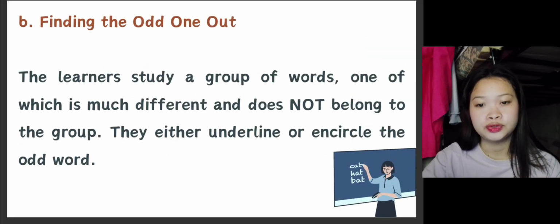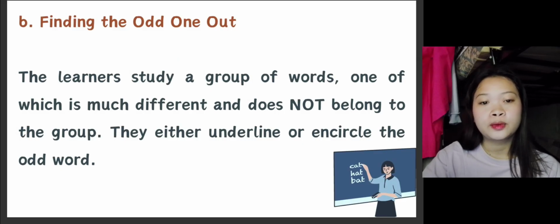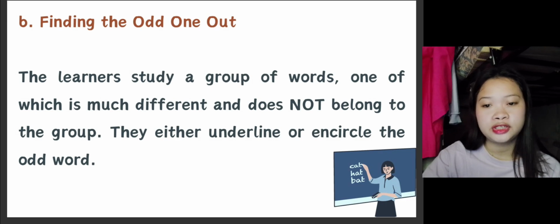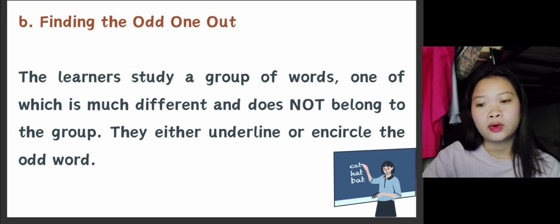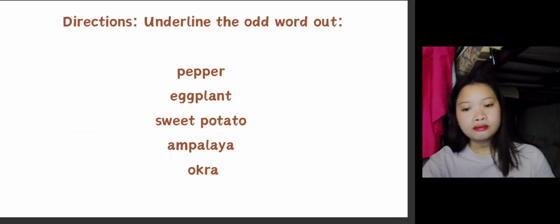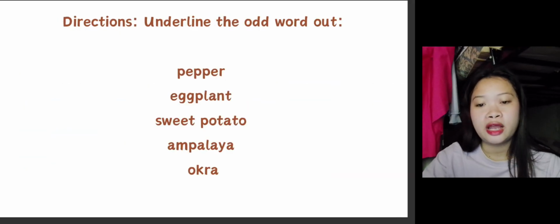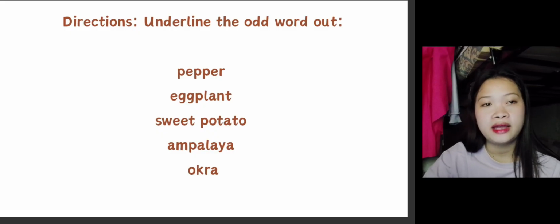Okay, picture cues. So next one, we have the finding the odd one out. So mao ni siya. So the learners study a group of words, one of which is much different and does not belong to the group. They either underline or encircle the odd word. Okay, for example, kani direction, underline the odd word out. So mao ni siya ang mga words. Okay, pepper, eggplant, sweet potato, ampalaya, and okra.